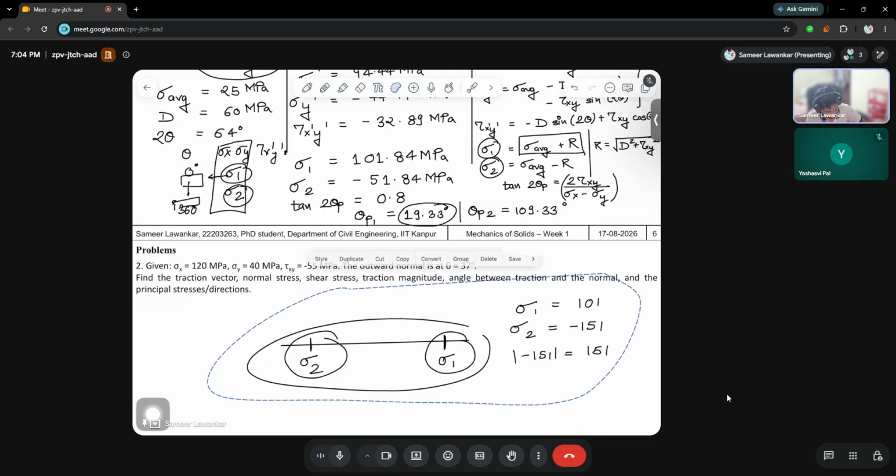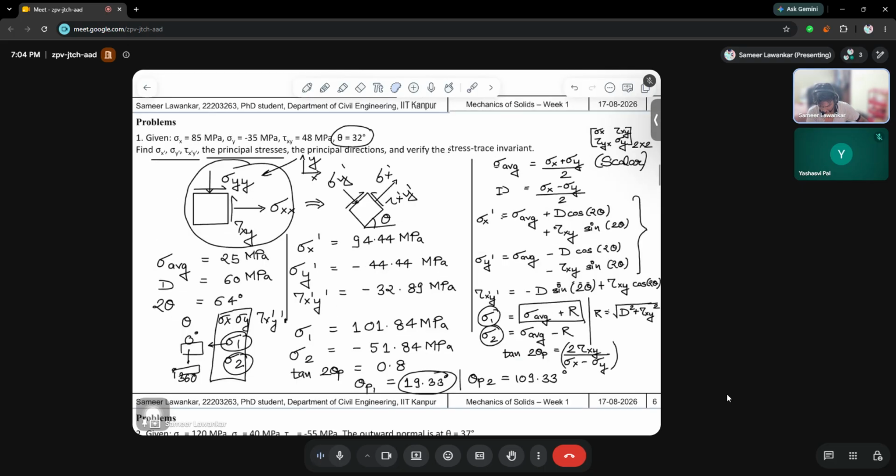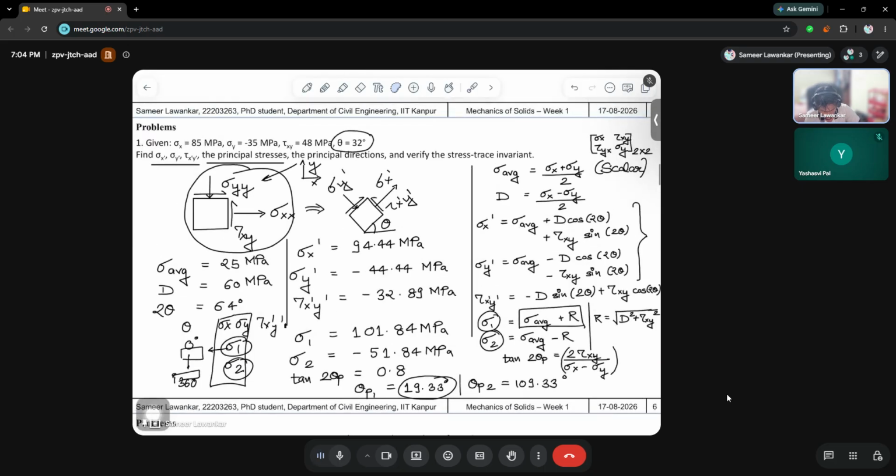You. Okay, fine. So I hope the first question is clear to us. We have calculated sigma x dash value, sigma y dash value, and tau x dash y dash value. We understood what principal stresses are, their magnitude, and principal directions, and now the only thing remaining is stress trace invariant.